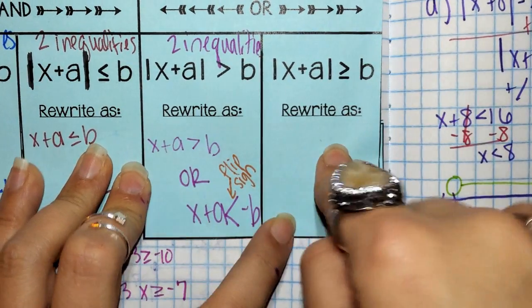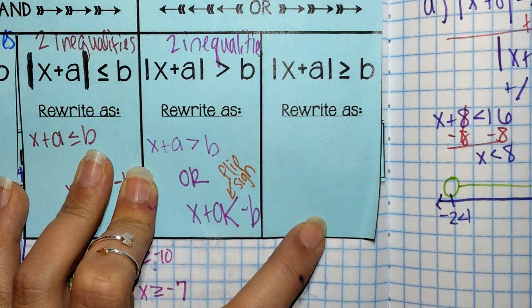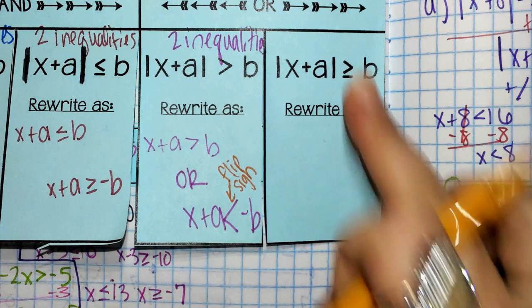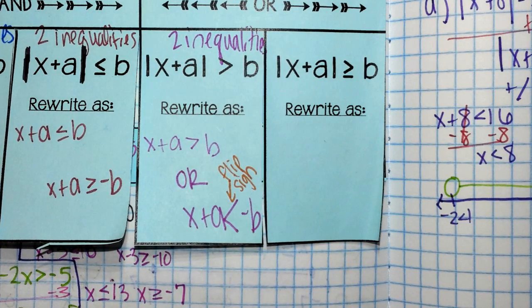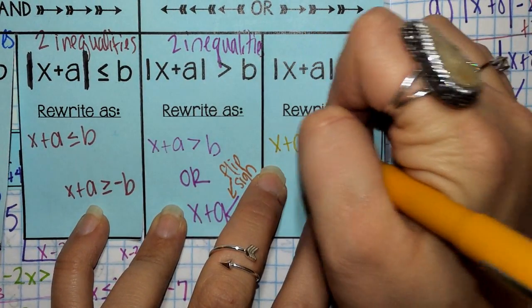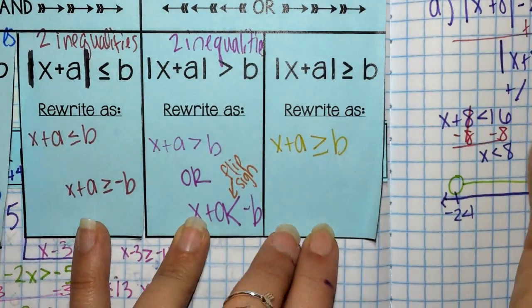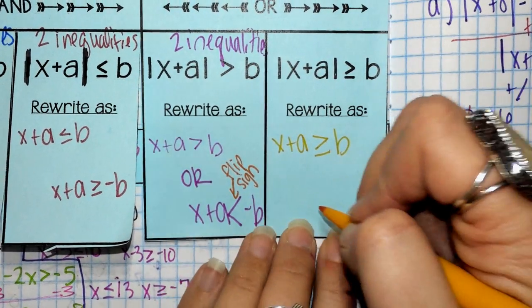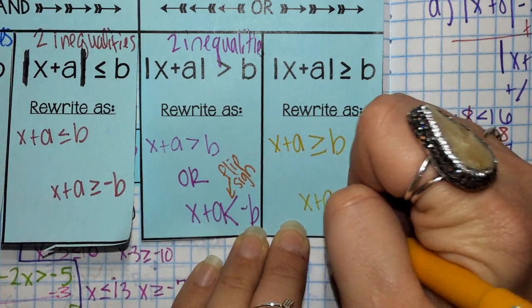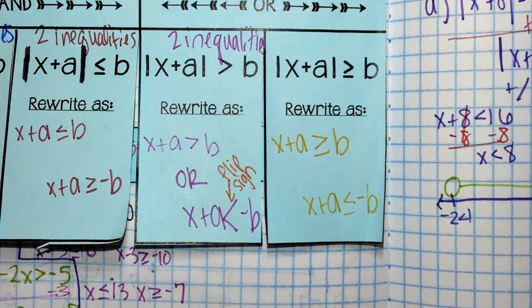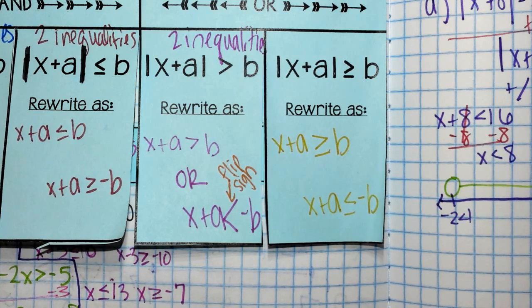Alright, so over here, would we still do the same thing? Yes. Would we still have two answers? Yes. Okay, how do we write the first one? X plus A greater than or equal to B. Okay, how do we write the second one, Reggie? Negative B. Fantastic. Flip the sign. Good job. So you still solve these the same way.